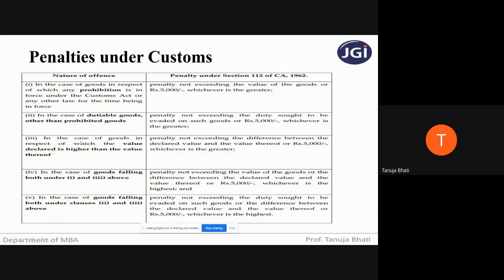Third, in the case of goods in respect of which the value declared is higher than the value thereof. Suppose they are declaring a value of goods which is higher than the actual value that they have declared.